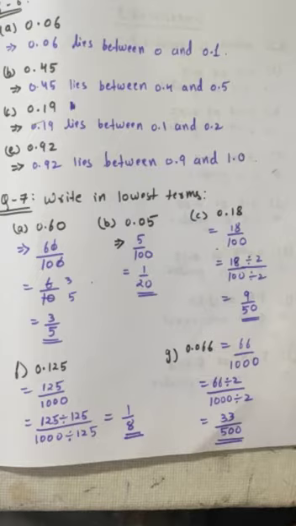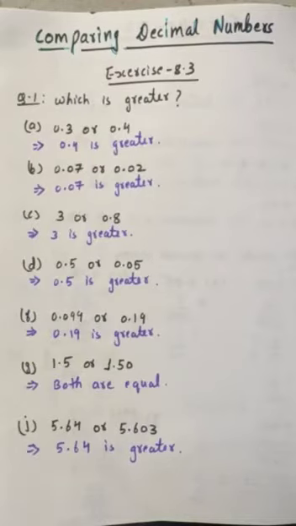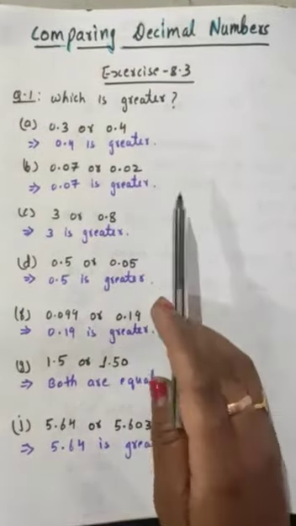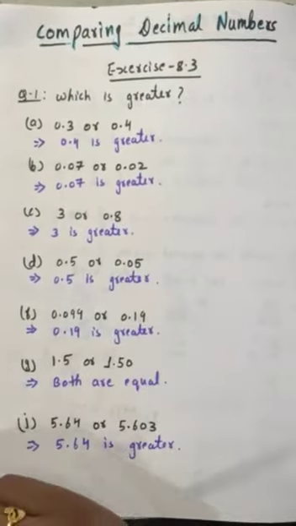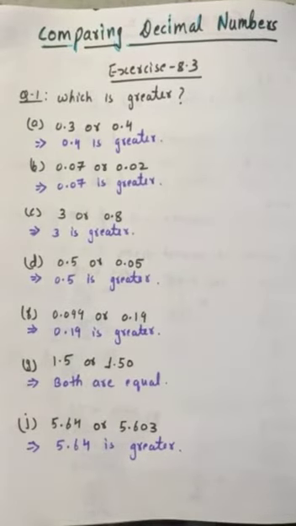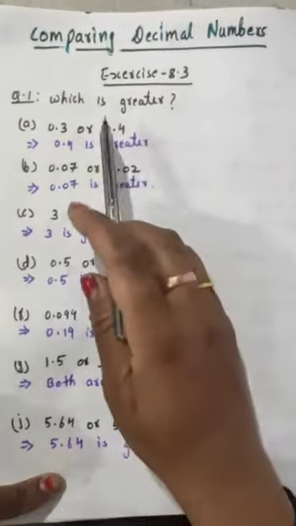Now we are going to start the new topic, which is comparing the decimals, which is very simple. So let's just do it. So comparing the decimal numbers, you all know how to compare the numbers. Okay, आपको पता है 3 is smaller than 4, 5 is greater than 3. So this way the question is which is greater.